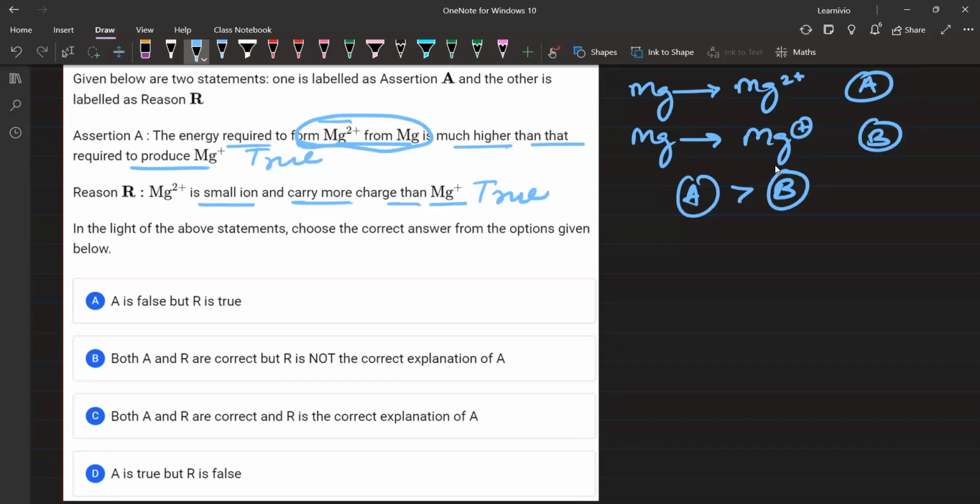Now we have to read assertion because reason. The energy required to form Mg2+ from Mg is much higher than that required to produce Mg+ because Mg2+ is a small ion and carries more charge than Mg+. Why are we requiring higher energy? Because it has a higher charge, and that is what is written. Carries more charge. The reason is also true. So option number C will be correct. Both assertion and reason are correct, and reason is the correct explanation.